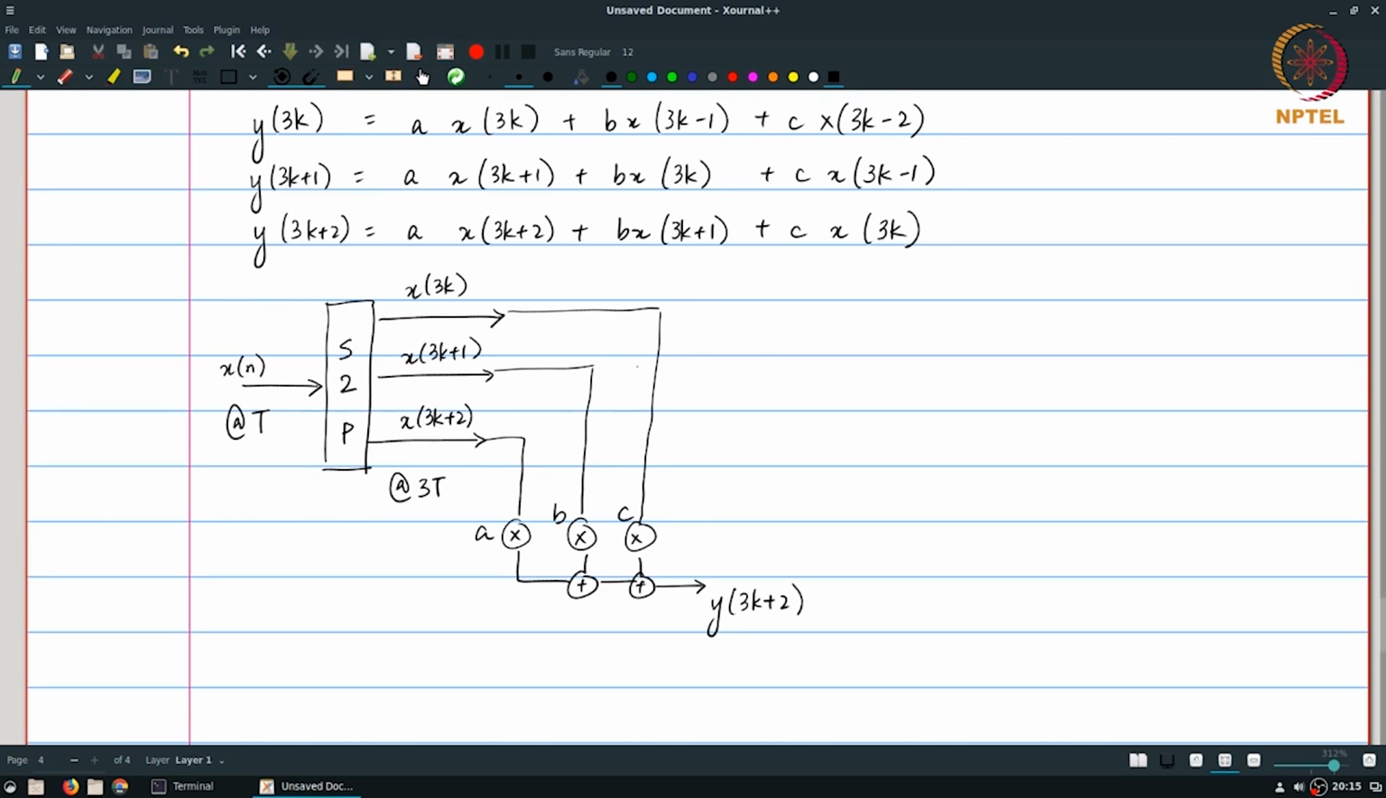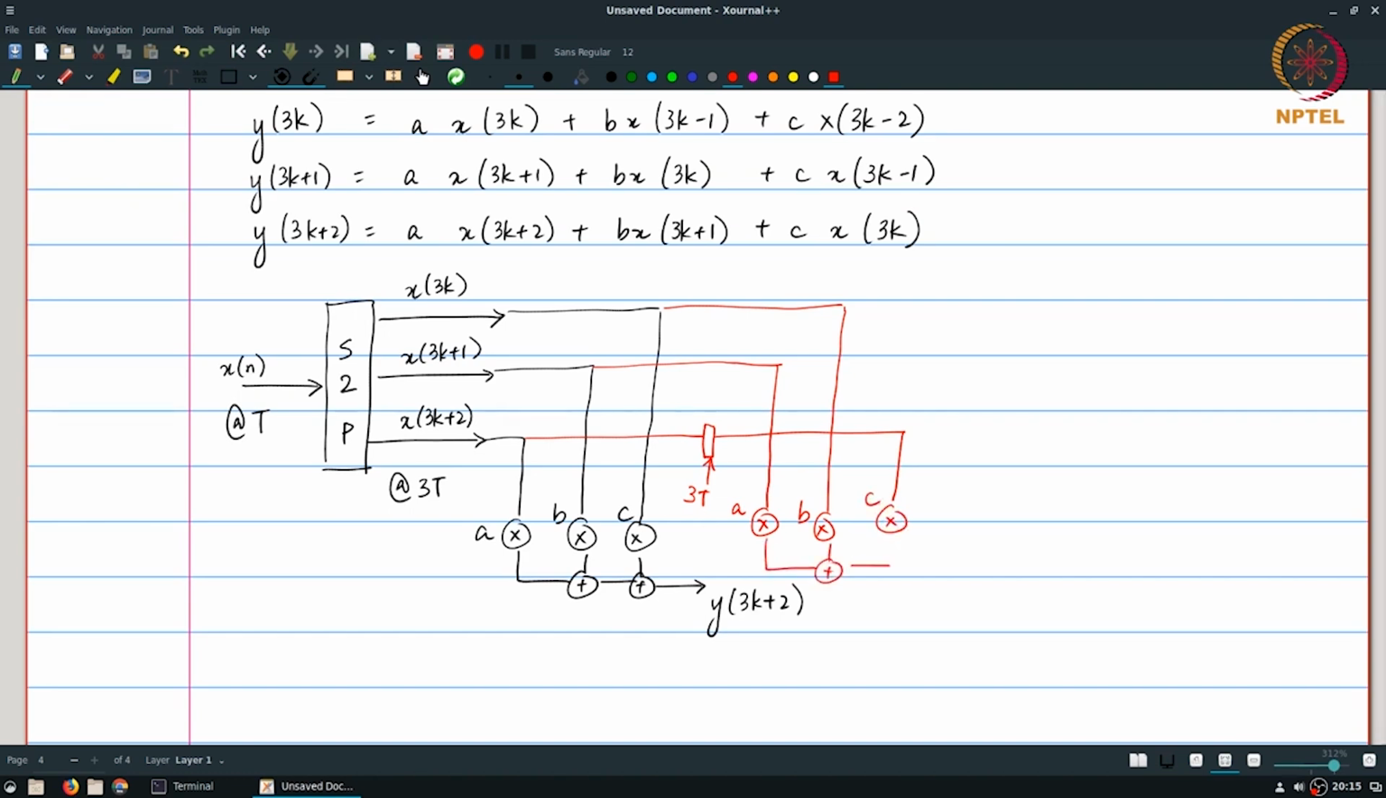For the next one, what we want is that 3k plus 1 should be multiplied by A, 3k should be multiplied by B, and 3k minus 1 should be multiplied by C. Now how do we get 3k minus 1? By putting 3k plus 2 through a single delay element that is sampled at 3t. Add these together and the result is y of 3k plus 1.